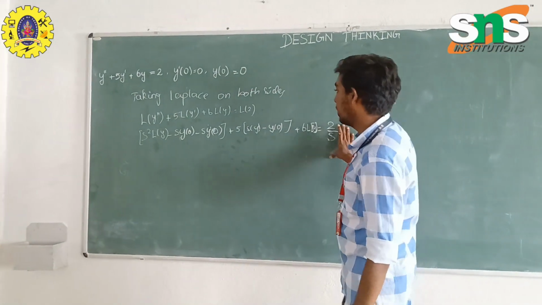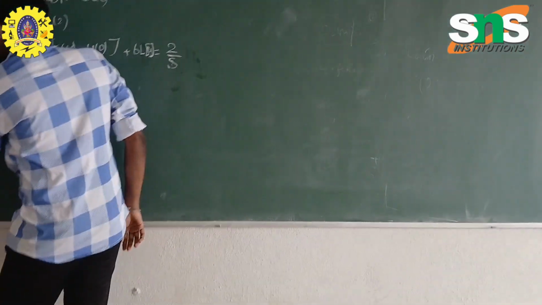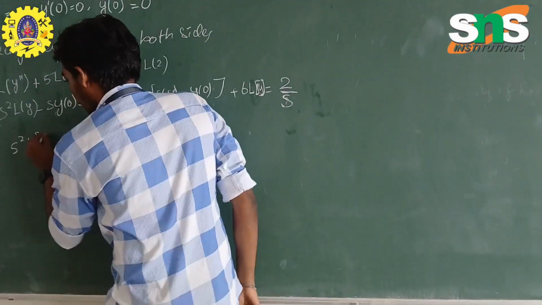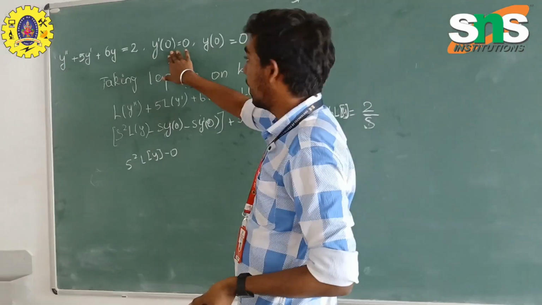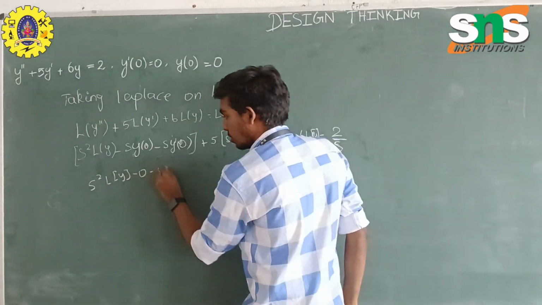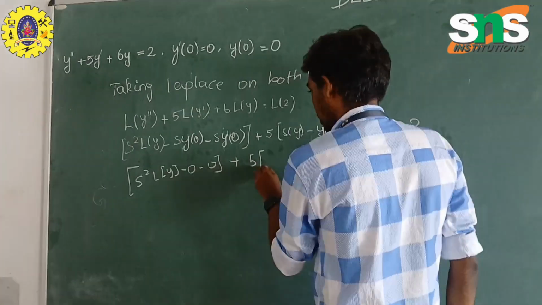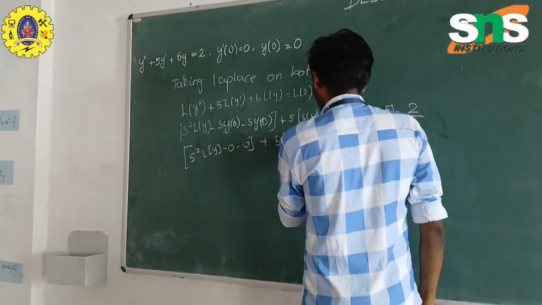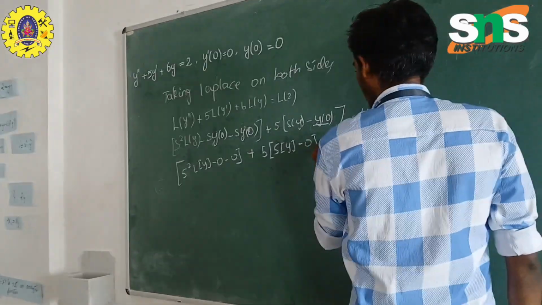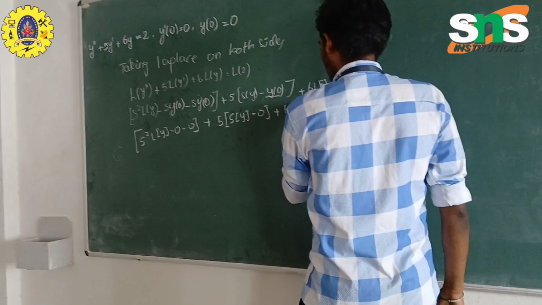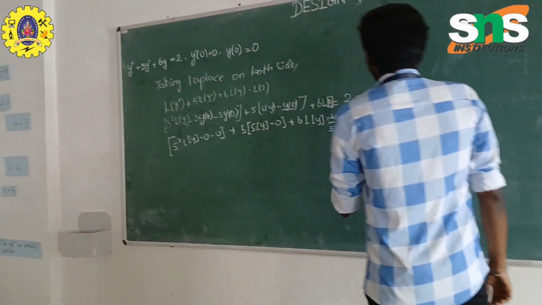Okay, let's solve the formula. Y of 0, we have the value 0. So s square L of y minus 0. Similarly, y dash of 0 is also 0. Plus s L of y. As well, y of 0, the value is 0. And 6 L of y is equal to 2 by s.